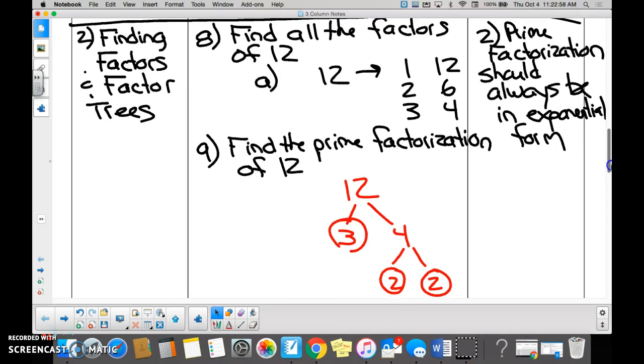Finding all factors of 12. Here's our strategy. To find factors of any number, we use the method called what, you guys? Using factor pairs, right? For some reason, my markers aren't working. So we use factor pairs.